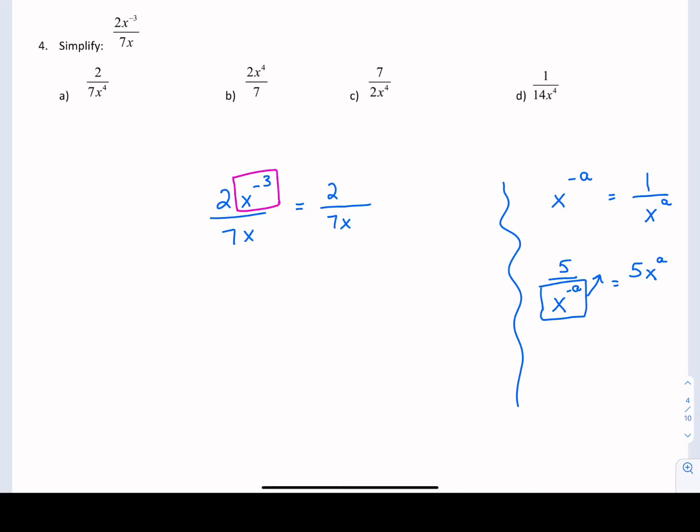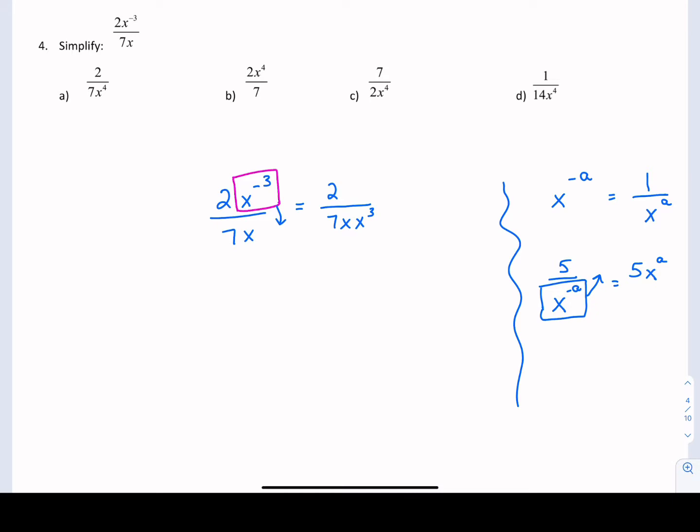7 and x are perfectly happy in the denominator because they don't have any negative powers associated with them. But x to the power of negative 3 is going to move downstairs to become positive. So when we do that, it becomes x to the power of positive 3 in the denominator.